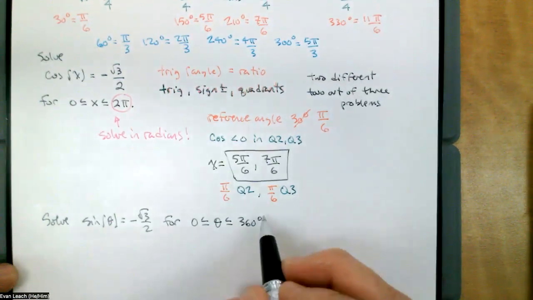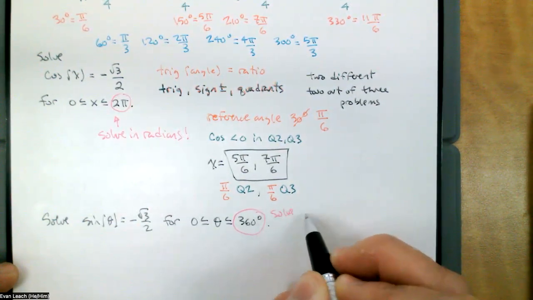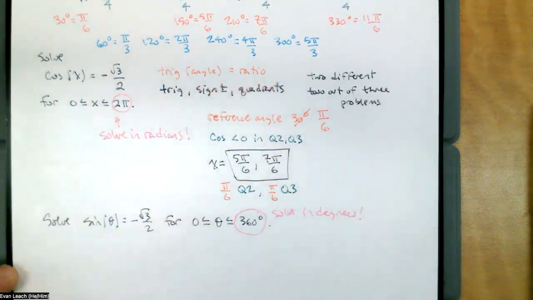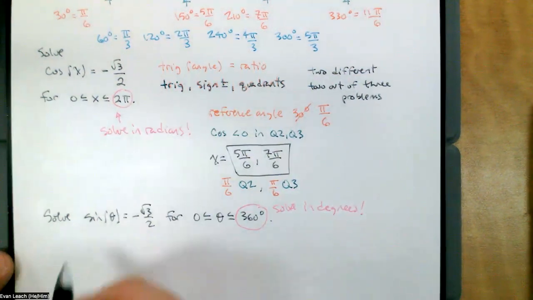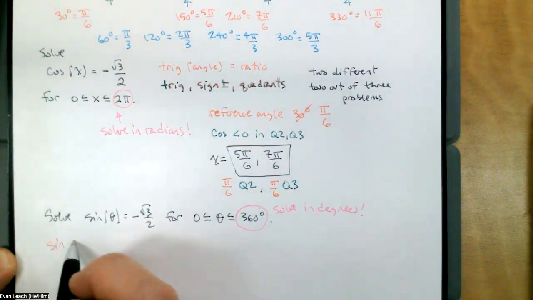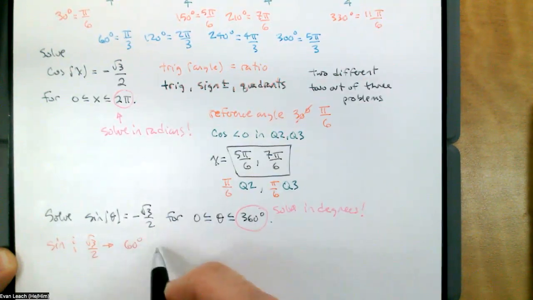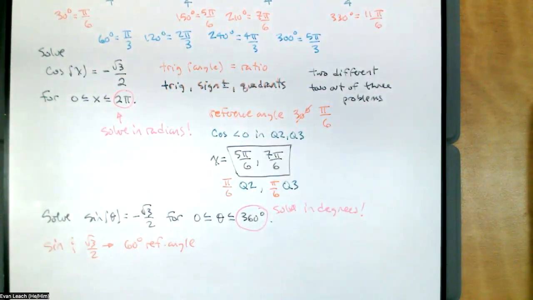Here's the problem in a similar form, although now I've specified theta, and I want you to solve in degrees. We're looking for an angle. I have a trig function, sine, and I have a ratio of √3/2. What angle are we talking about? We're talking about a 60-degree reference angle. We could just leave that in degrees because the problem is stated in degrees.